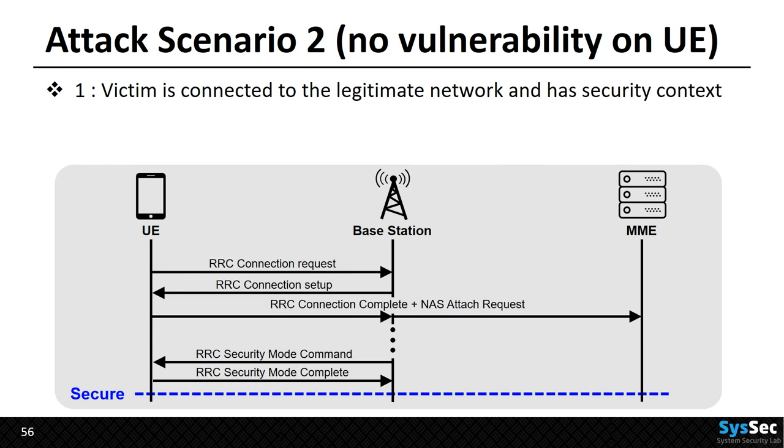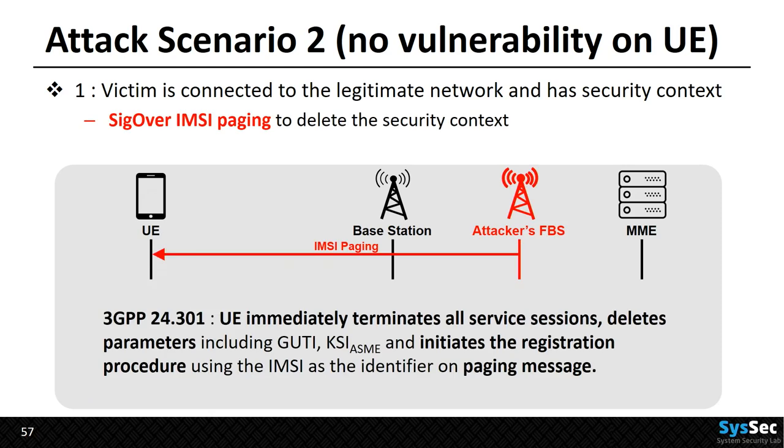The second scenario is when there is no vulnerability on the UE. The victim UE is now connected to the legitimate network and has finished the security process. So, the victim UE has a security context and it only accepts security protected messages. Thus, the attacker cannot inject messages for now. So, the attacker must delete the victim UE's security context in order for the victim to receive the attacker's unprotected messages.